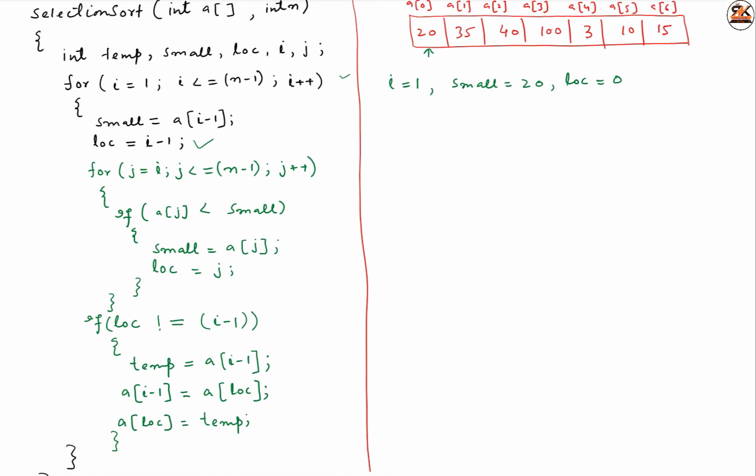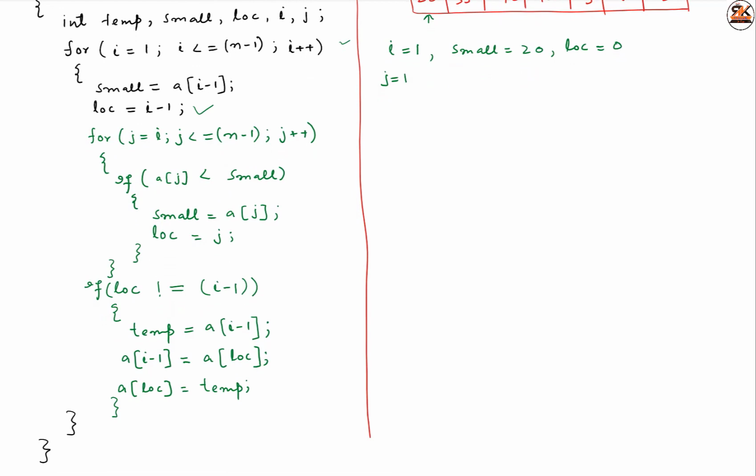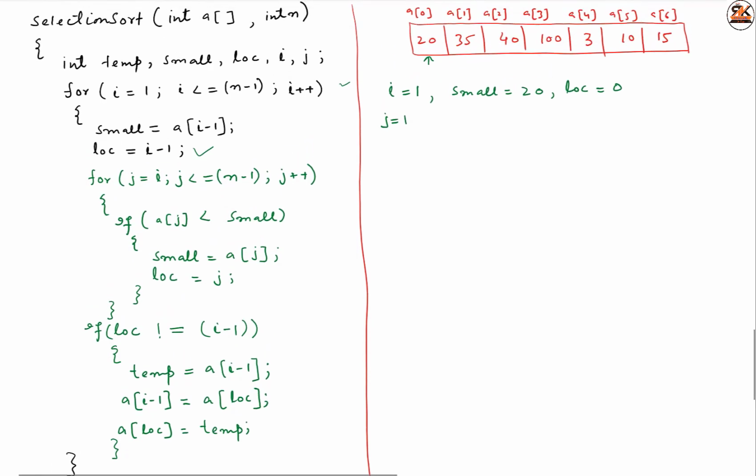And now I am entering the j loop for j equal to I, which means that j is having value 1 this time. J is less than n minus 1, yes, it is true. And then we check the condition whether a of j, which means this element a of 1, is less than small. Is a of 1 less than 20? No, it's wrong. Okay, so this will not run.